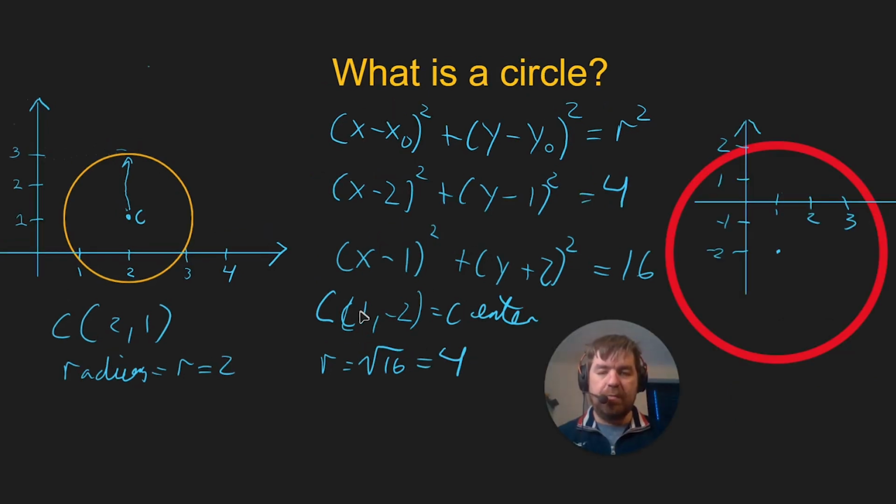We put the center on point 1, minus 2, that's right here, and the radius is 4, so the distance from here to the circle is 4. So this is the circle from this equation.